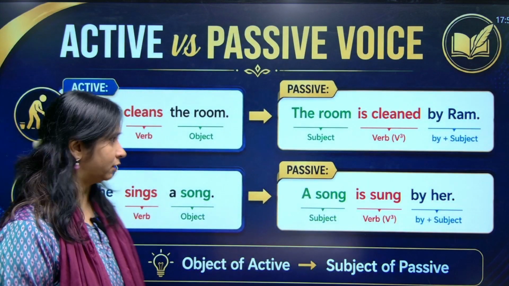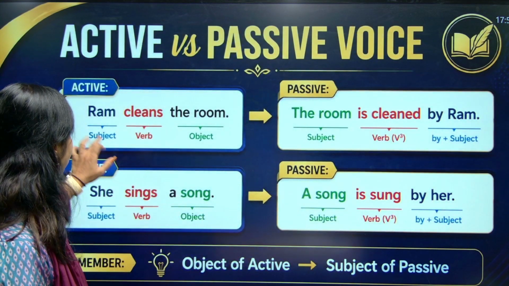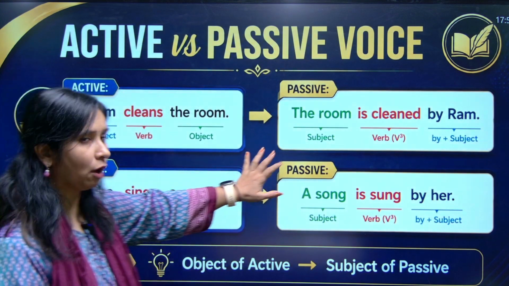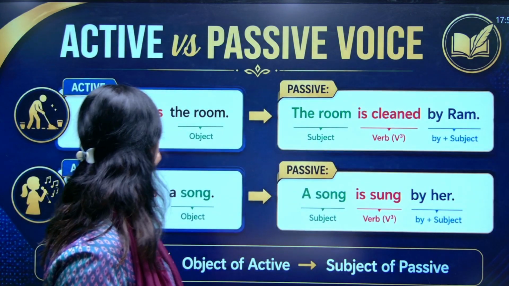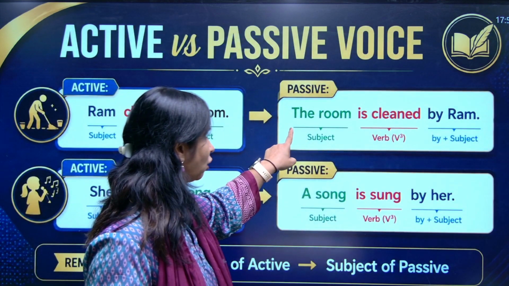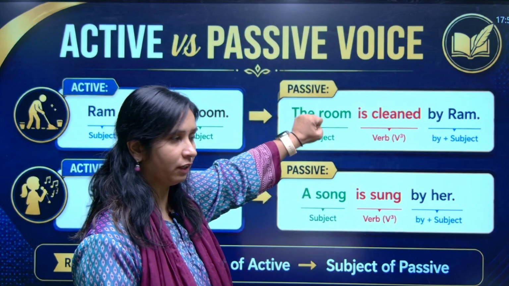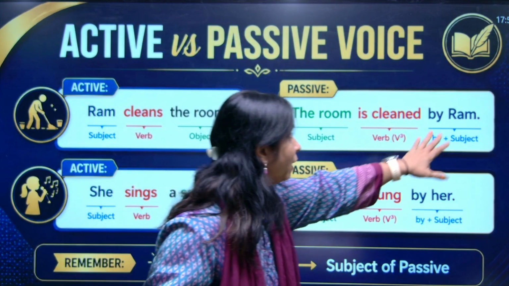One more example. Ram cleans the room. The subject is Ram, the verb is cleans, and the object is the room. Now, if we change it, the tense stays the same, simple present tense. It is changed accordingly: The room is cleaned by Ram. Now the room is receiving the action done by Ram.